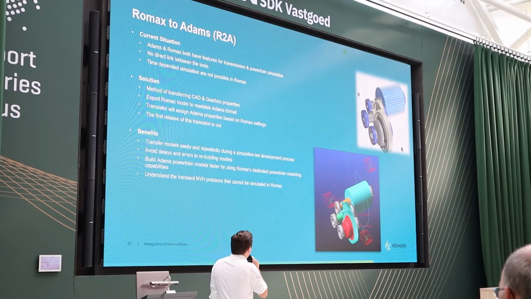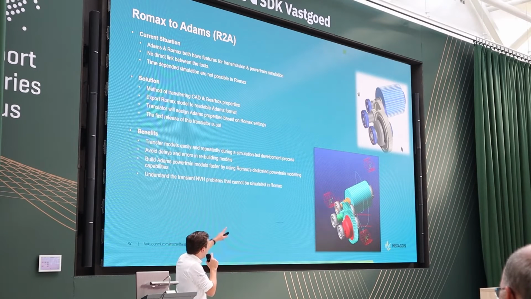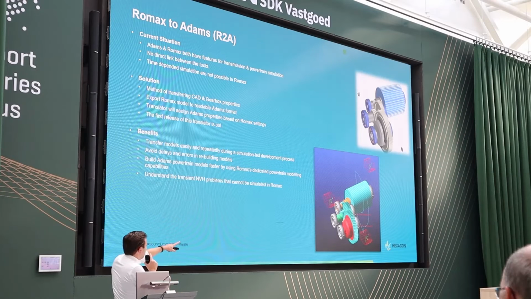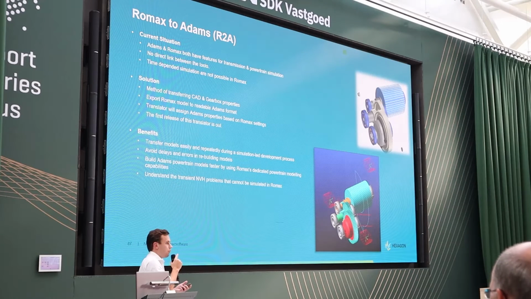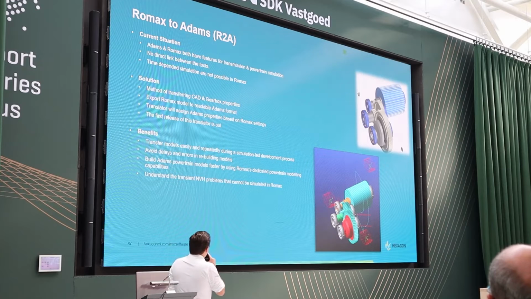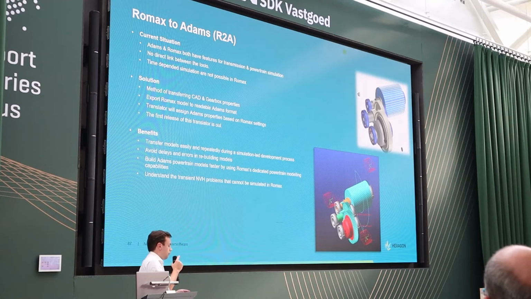And the first effort we have currently for this is just geometry. What you see on the top right is then directly exported down into Atoms, and within Atoms we can then assign properties using Atoms machinery. And by that we can see the transient effects that are inherently not simulated within Romax.